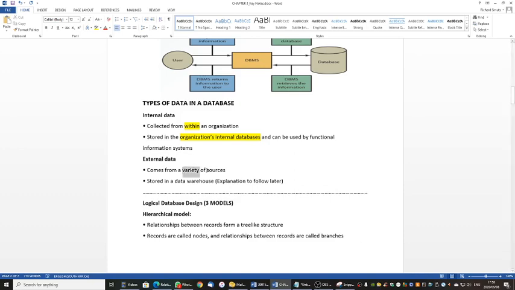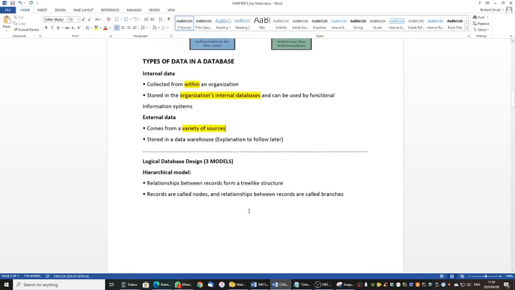External data comes from a variety of sources. It's not just internal, it comes from various places. And both of these, the internal and the external data, will be stored in a data warehouse, with our explanation to follow later. We are going to discuss what is in a data warehouse.